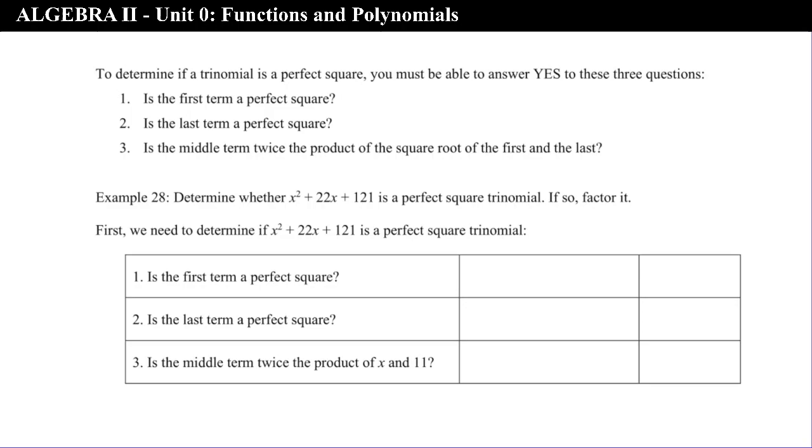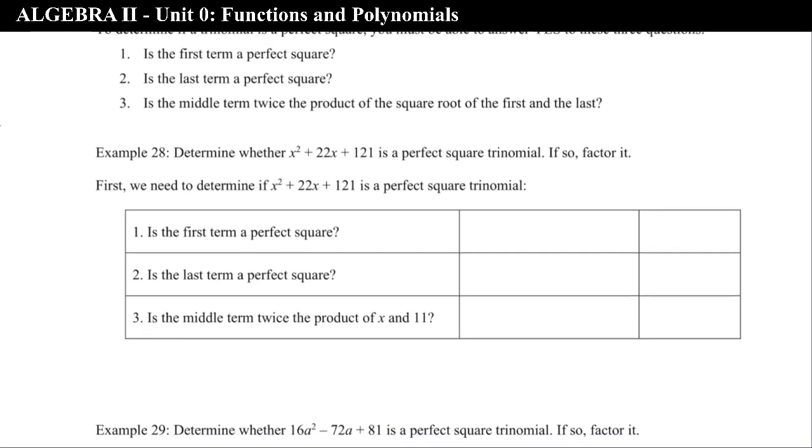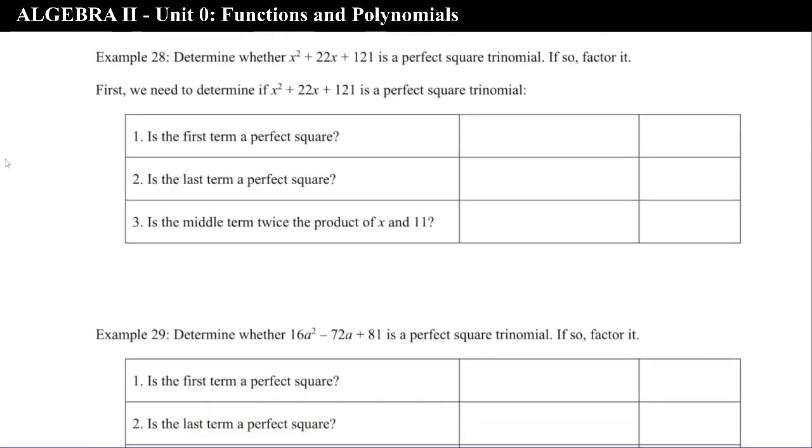Now that one sounds a little heavy duty, but don't worry, I'm going to show you what it means when we do these examples, okay? You don't even have to get to that third question if you answer no to 1 or 2. So let's go to example 28. Let's determine if x squared plus 22x plus 121 is a perfect square trinomial.